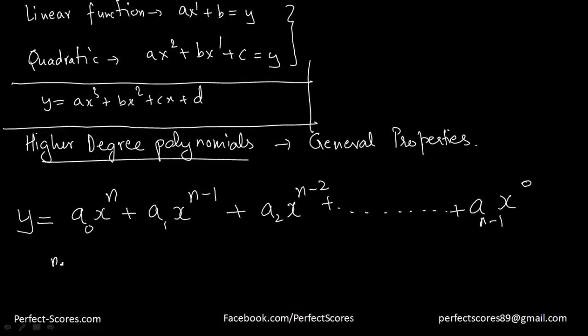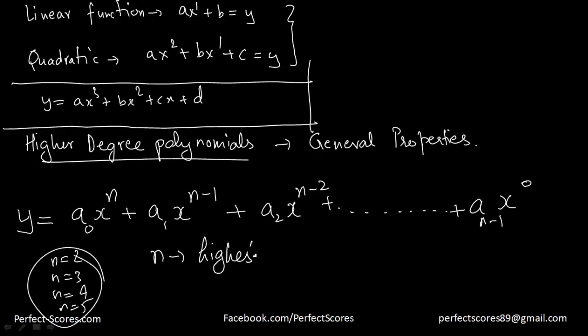Because n can be 2, n can be 3, n can be 4, n can be 5, n can be anything. n over here is the highest power of x. So that is how you define whether this is a quadratic function, this is a cubic function, or this is a function raised to the power 4. So this is how we define a polynomial.